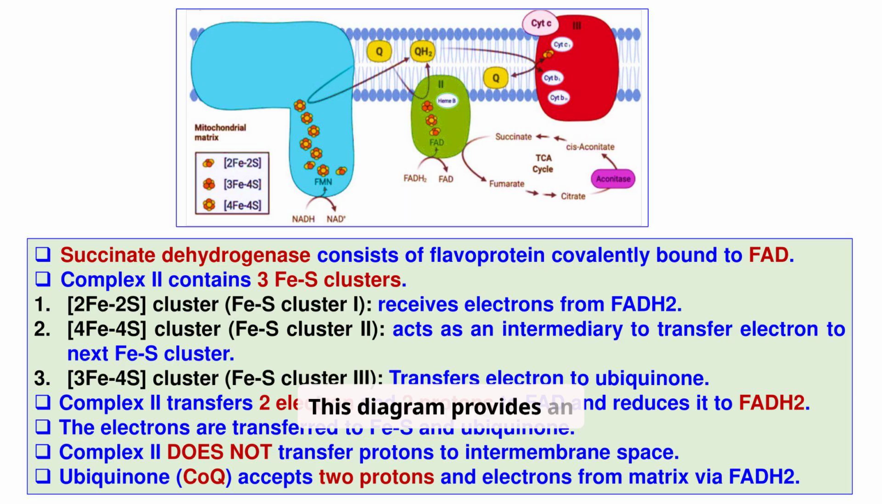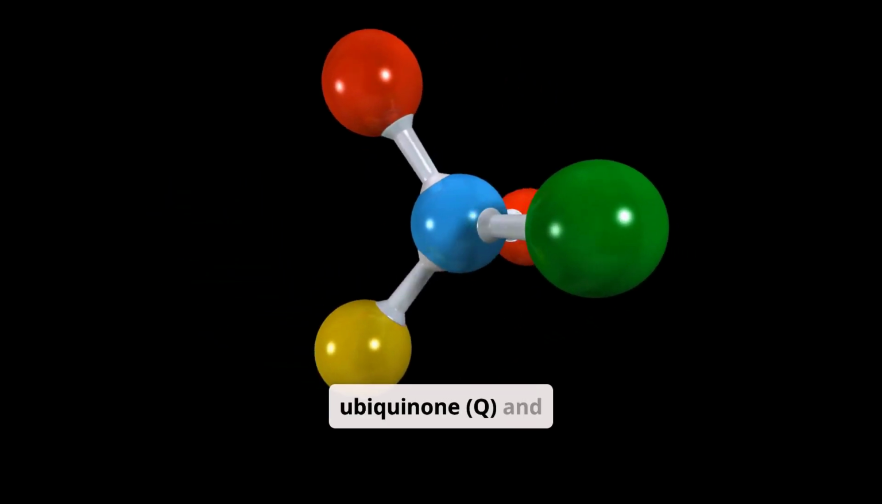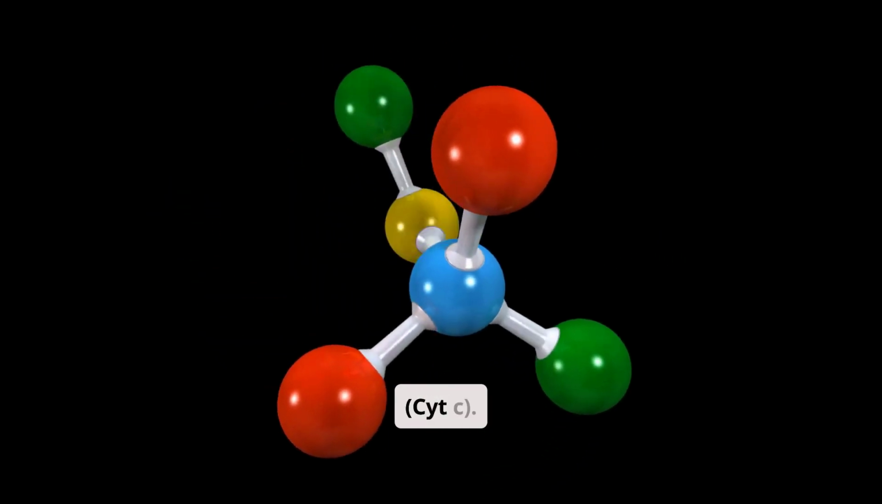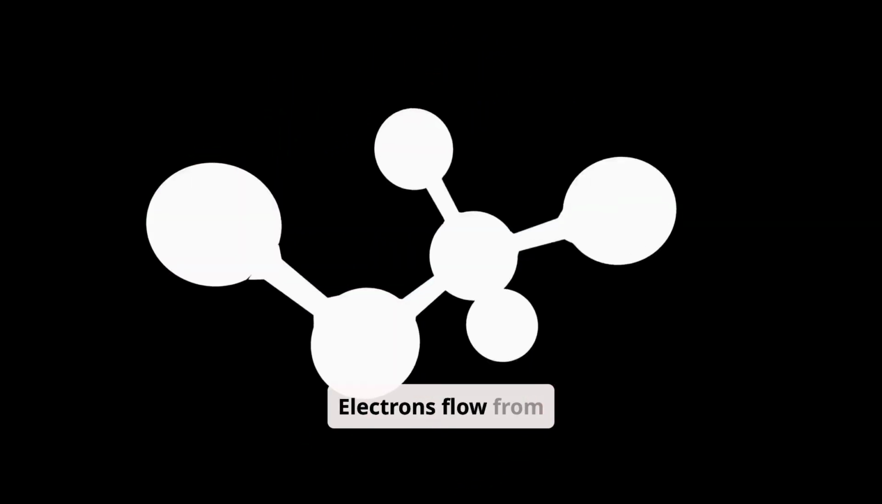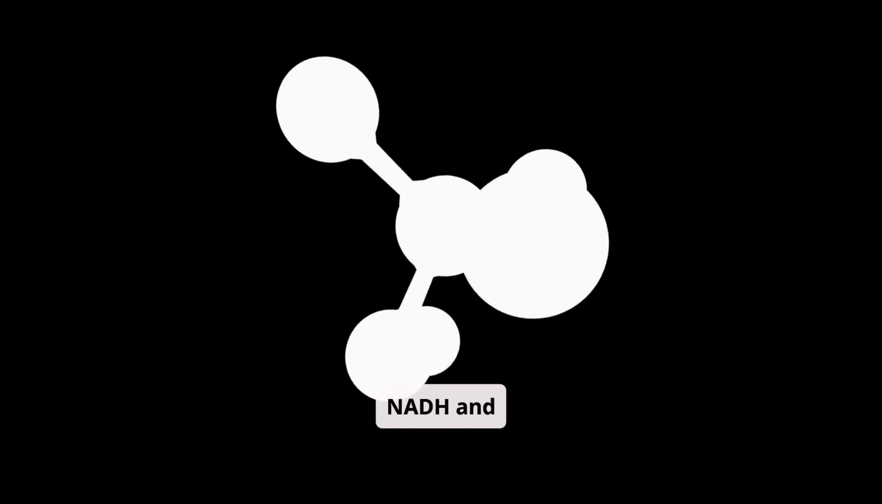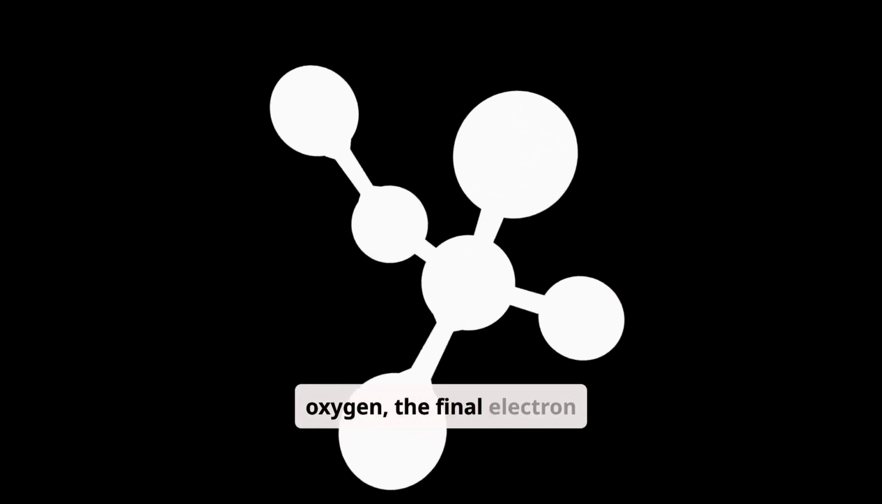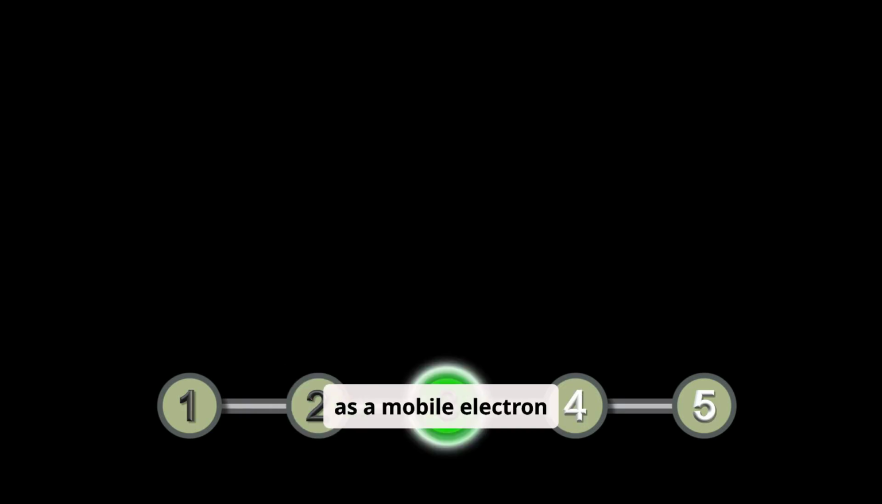This diagram provides an overview of the electron transport chain in the mitochondria, highlighting complex 1, complex 2, and complex 3, as well as ubiquinone, Q, and cytochrome C, Cyt C. Electrons flow from NADH and FADH2 to oxygen, the final electron acceptor. Complex 2 plays a crucial role, and ubiquinone acts as a mobile electron carrier within the chain.